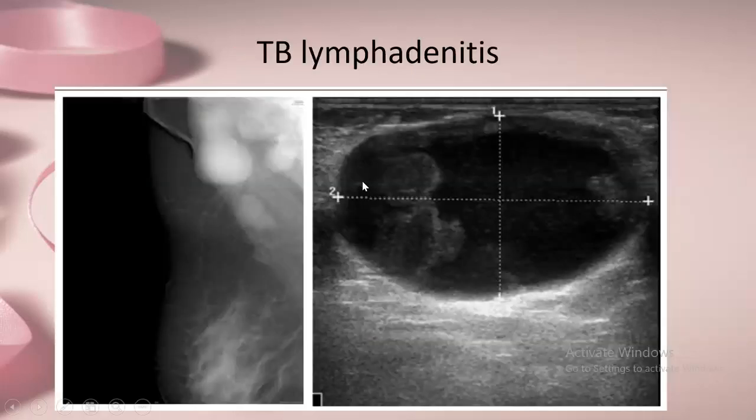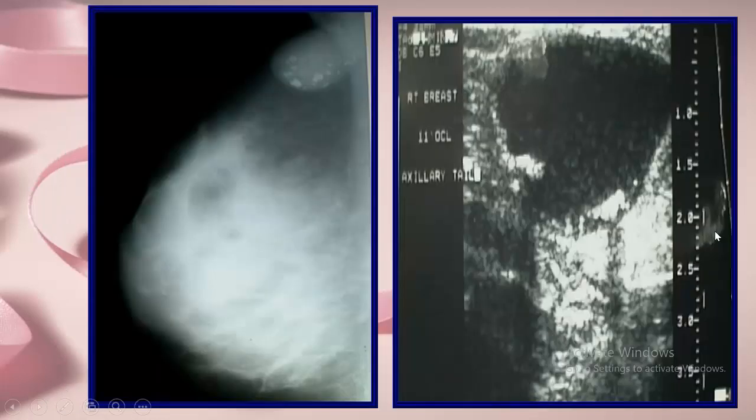This is TB lymphadenitis. Note this case. There was a caseating lymph node in the axilla, and this is the caseating lymph node appearance on ultrasound. So this is TB lymphadenitis. Another case was chronic, with calcification present in the wall. There is no involvement of the breast parenchyma, but here there are caseating tuberculous lymph nodes in this case.